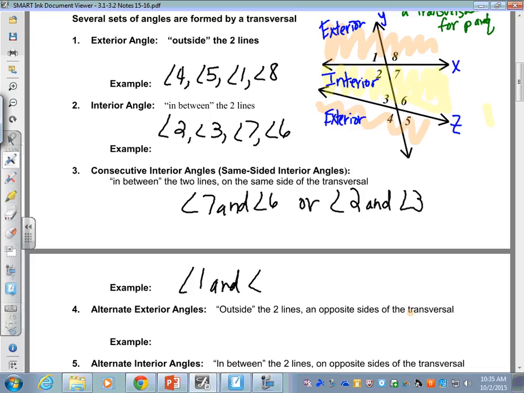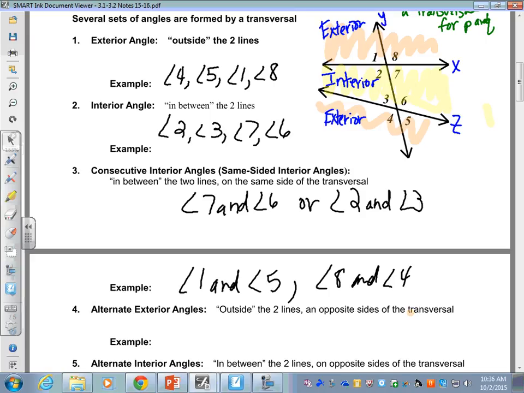1 and 5, 8 and 4. Now, if I have alternate exterior, I also have alternate interior angles. 2 and 6, 7 and 3. Okay. Same and then alternate. Consecutive means the same, like both on the left side, both on the right, and alternate means opposite.